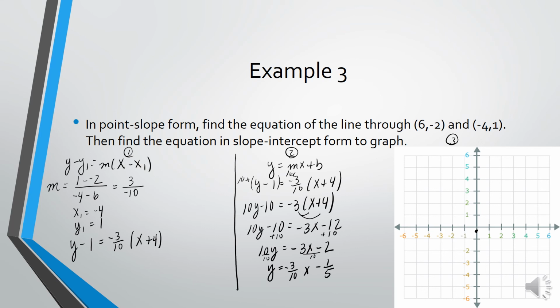So that means the rise is -3, so 1, 2, 3. And my run is 10, which I'm not actually going to be able to do all the way over, but you can imagine it's going to go all the way over there. And so there's my line.